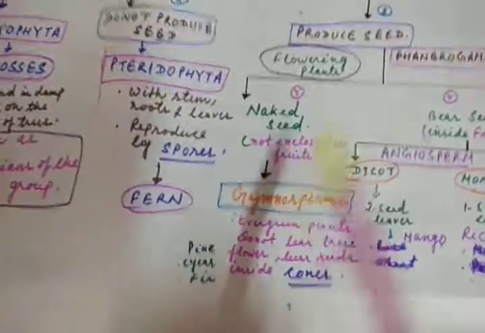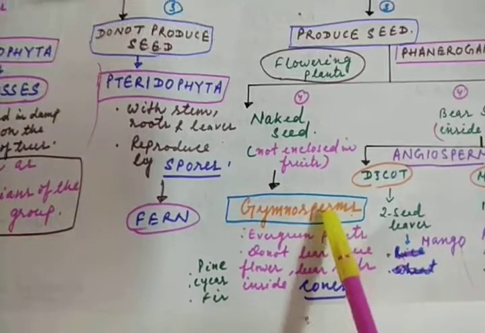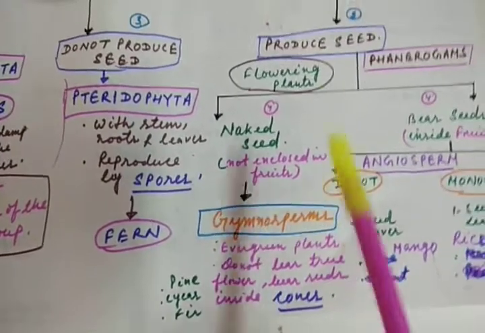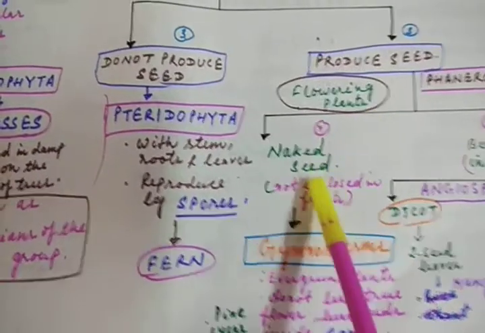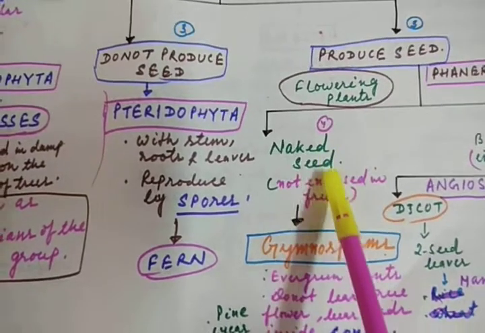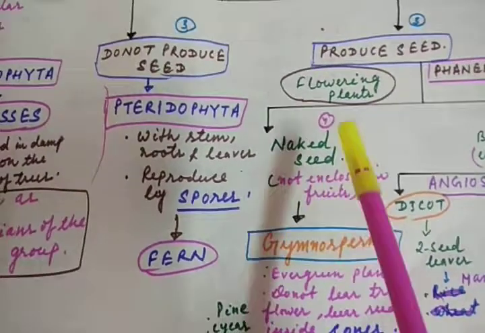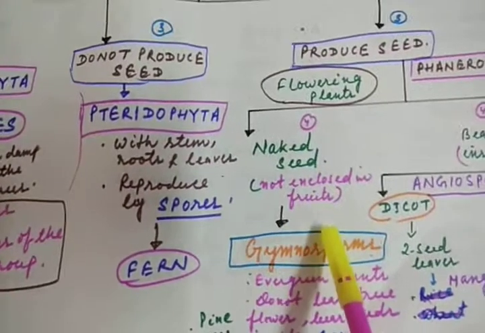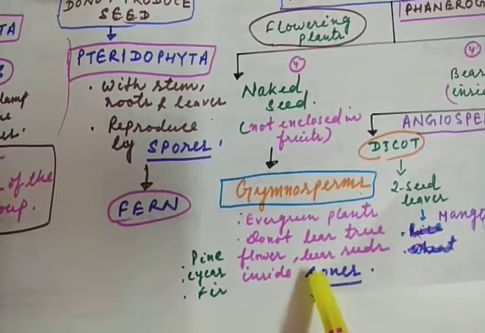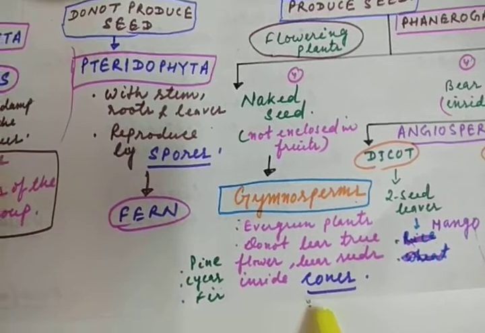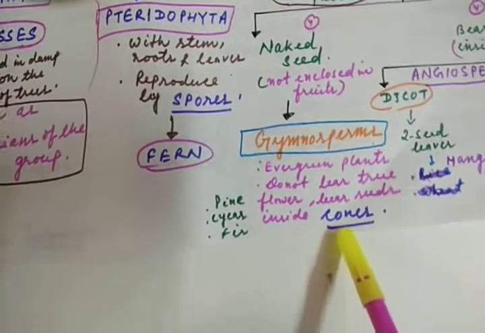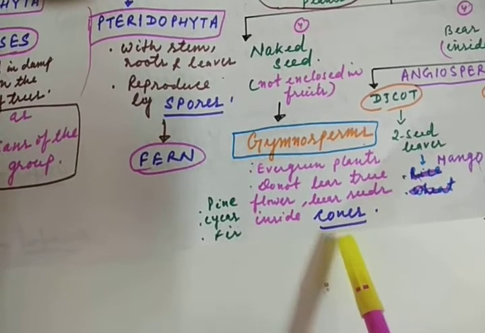The first category of phanerogams is Gymnosperm. Gymnosperm is that though they produce seed, what type of seed do they produce? They produce naked seed. Why? Because the seeds are not enclosed in the fruit. They are evergreen plants. There are no seeds enclosed in the fruit. So in which form are the seeds present? They are present in the cone form.